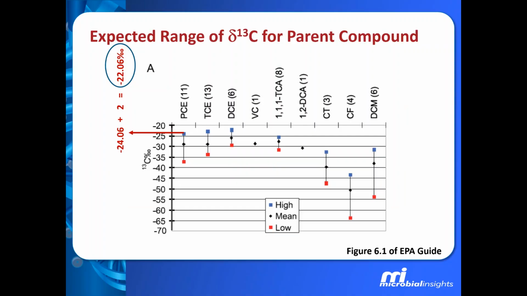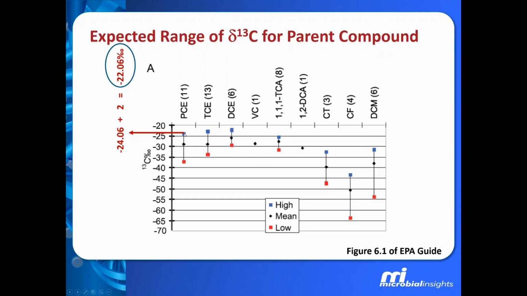If you go to the EPA guide, you'll find a diagram similar to this one. This diagram shows you, for manufactured sources of these various products, like PCE for example, the range of del 13C values that are found in these manufactured products. So if you do not know, and we'll return to this in a moment, what the actual del 13C value is of your actual source, then you can go to literature like this, look at this range, and take the largest value, and in this case for PCE, it's minus 24.06.